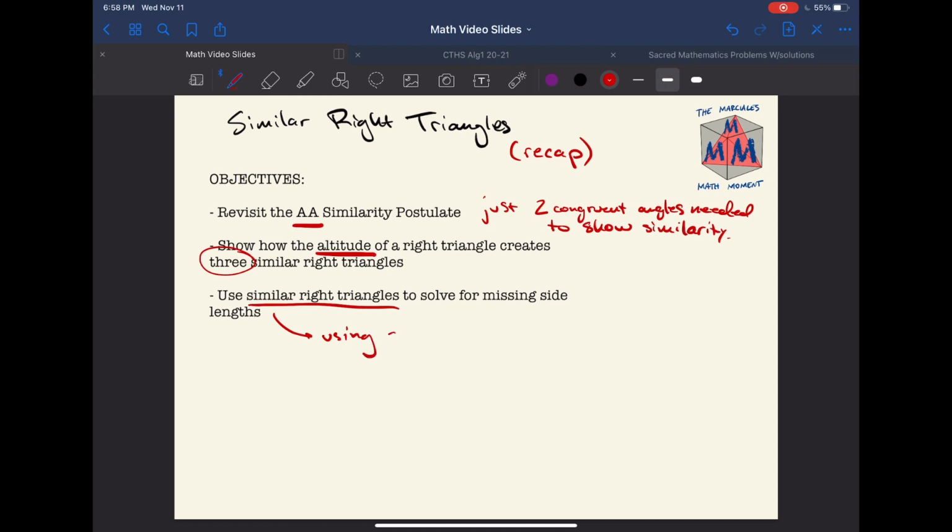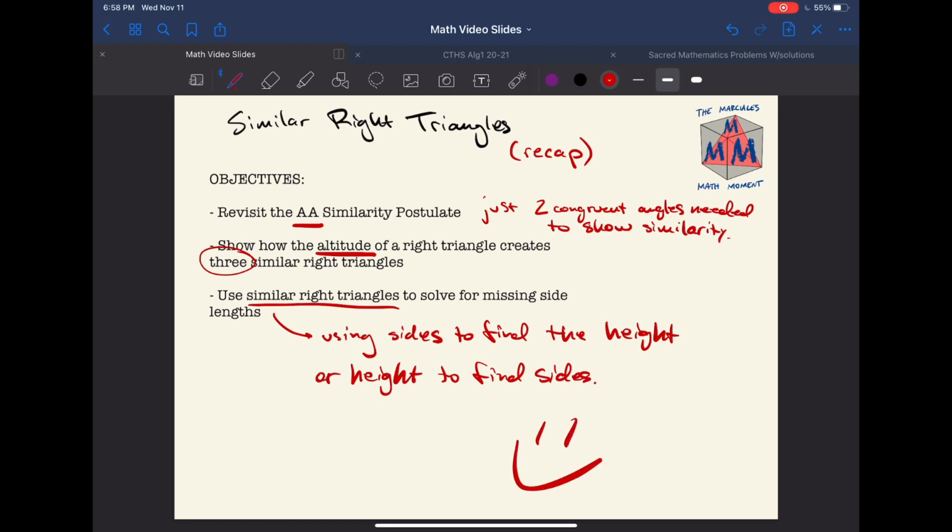Going to make sure we remember how to set up our proportions. When in doubt, draw a picture. Even if you label the picture wrong and you call it the blue triangle and you don't actually use the blue triangle, I drew the picture correctly, and so it helped. Right? So we use the sides to find the height, or we can use the height to find the sides.